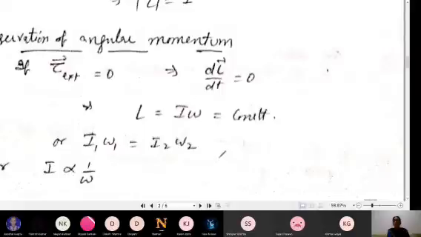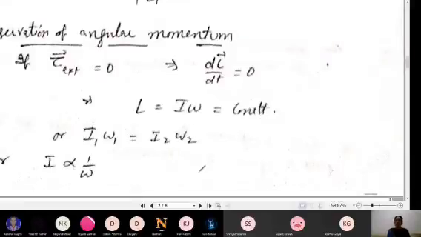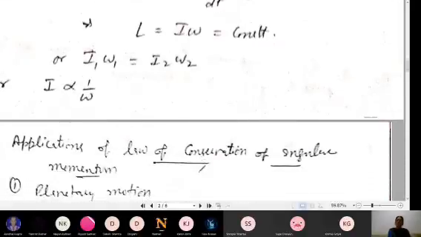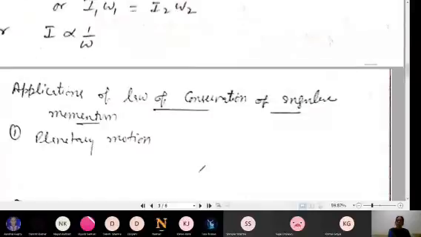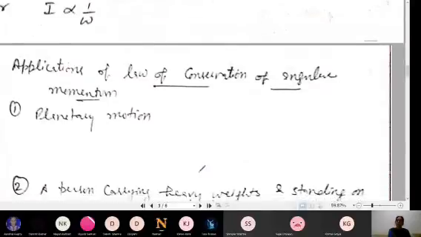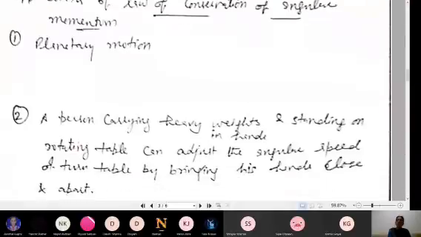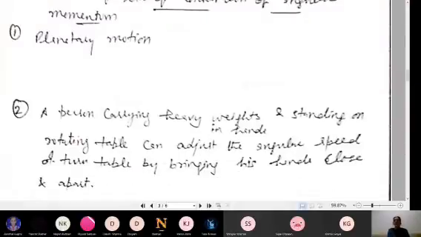So this is the conservation of angular momentum, and this relation of L and I helps me explain many things which occur in nature. These things we can call the applications of the law of conservation of angular momentum. If they ask you to explain, then you can think that this particular phenomenon I can explain by using the law of conservation of angular momentum.